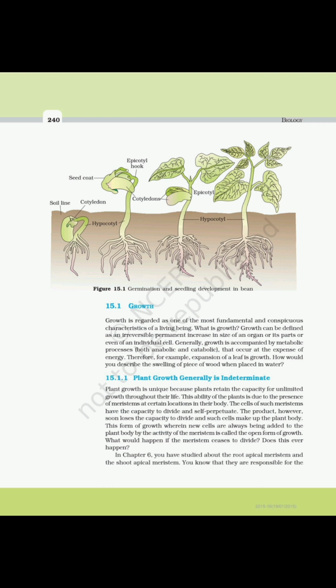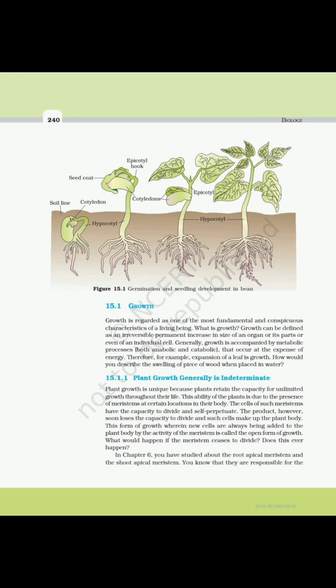The product, however, soon loses the capacity to divide, and such cells make up the plant body. This form of growth, wherein new cells are always being added to the plant body by the activity of the meristem, is called the open form of growth. What would happen if the meristem ceases to divide? Does this ever happen? In Chapter 6, you have studied about the root apical meristem and the shoot apical meristem.